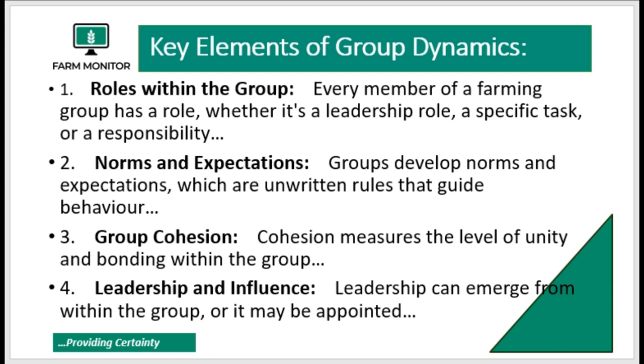Number two, norms and expectations. Groups develop norms and expectations, sometimes unwritten rules. These rules guide their behavior. This can include things like work schedule, communication methods, decision-making processes.